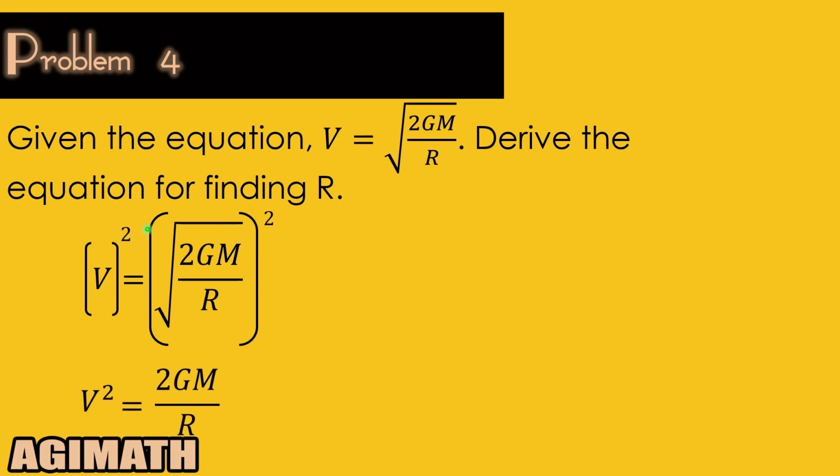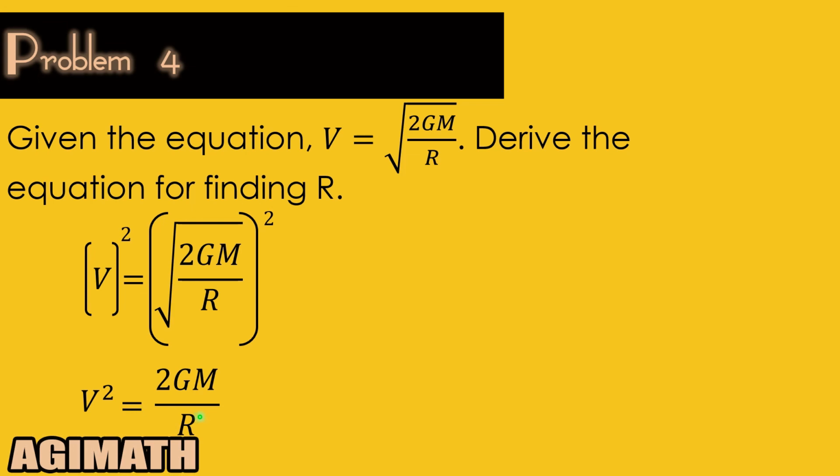So in raising both sides by 2, what will come out? We will have v squared, because v squared is v squared. And then raising this radical, the square root of 2gm over r, it will give us 2gm over r. So the radical sign is gone together with the exponent 2, because that is one of the properties of radicals.